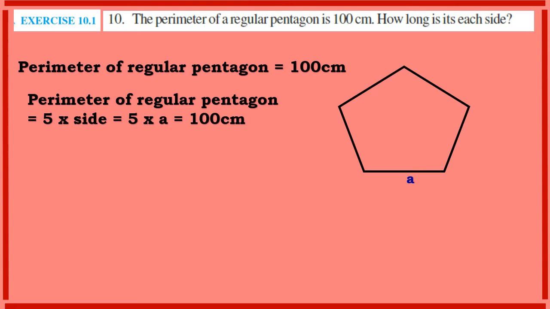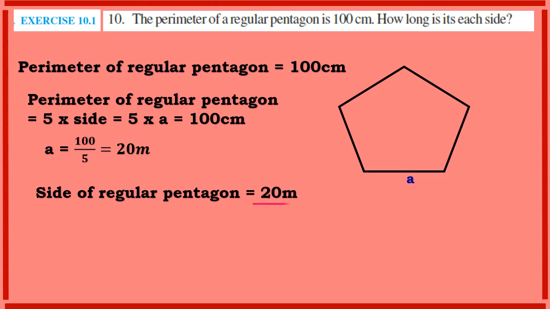100 divided by 5. The perimeter divided by the number of sides will give you the length of each side. So it is 20 meter. 100 by 5 equal to 20 meter.